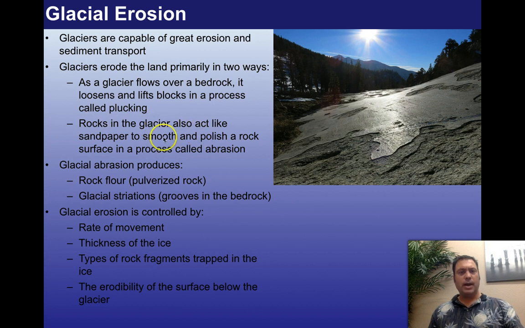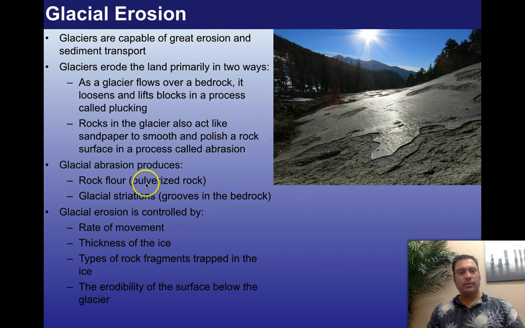Rocks in the glacier also act like sandpaper to smooth and polish a rock surface in a process called abrasion. So here we see a perfect example of glacial abrasion on a rock, from the Sierra Nevada of California. The glacier, when it came through this zone, polished that rock smooth so well that light reflects off of it. In fact, if you're unfortunate, you could even slip on this if it happens to be a wet surface. So you get an idea. These things can get really, really flat.